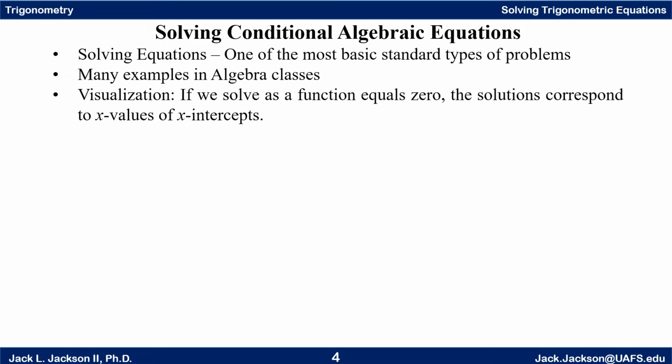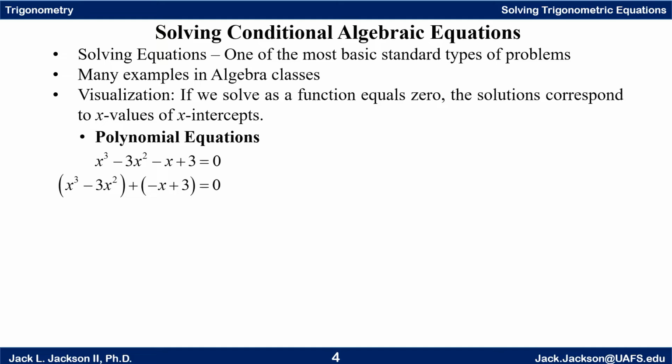We'll do one more from algebra. How about a polynomial equation? We've got x cubed minus 3x squared minus x plus 3. This is already solved for 0. How do we factor that? Remember how to factor that? Well, one way we can do it is by grouping. We group two terms and two terms.